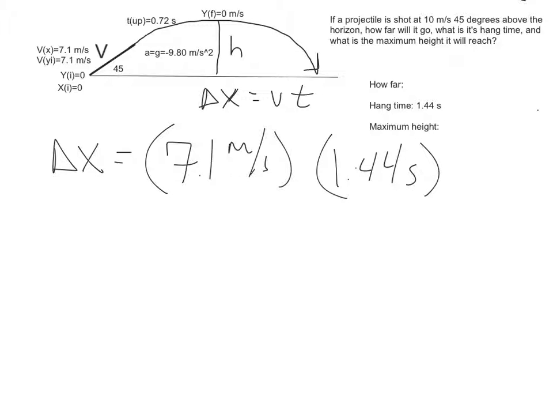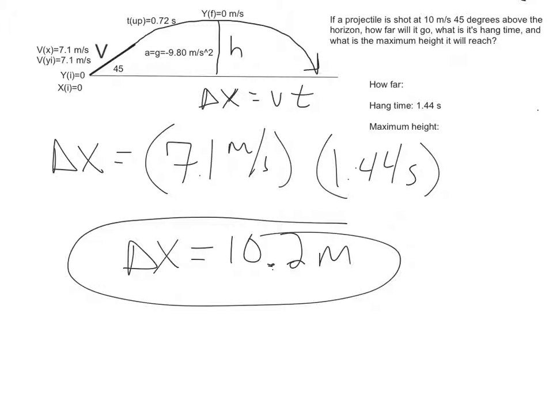I'm going to take 1.44 times 7.1, and I get 10.224 meters. I'm going to call it 10.2 meters. I feel like that's going to be more than accurate given the amount of sig figs that I have. So this is my displacement. This is also how far the object traveled.